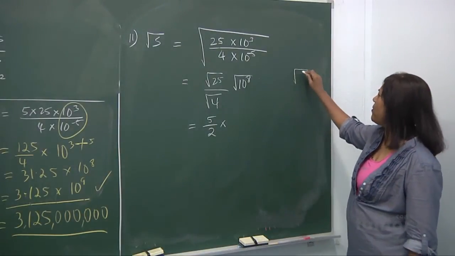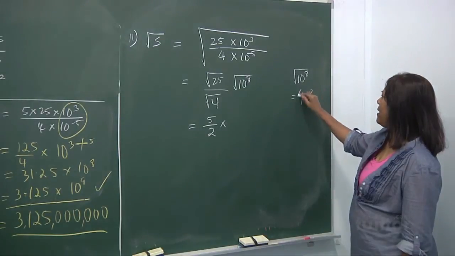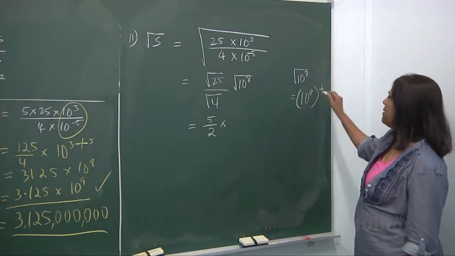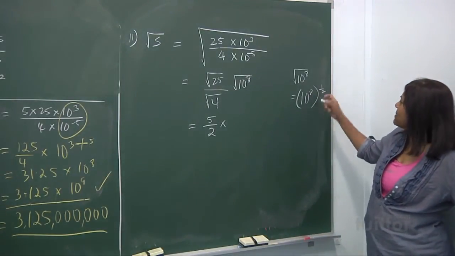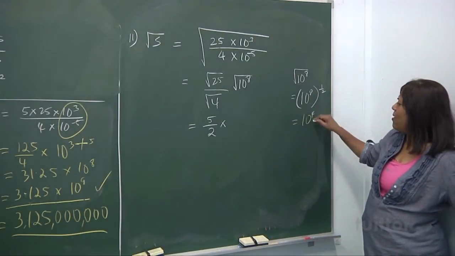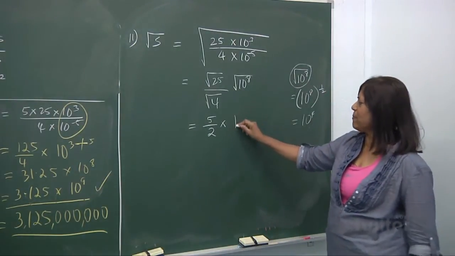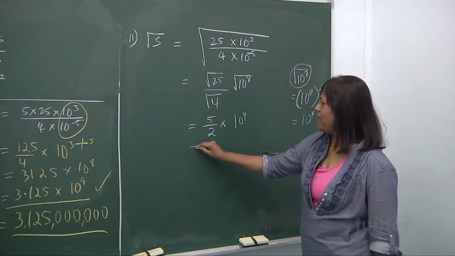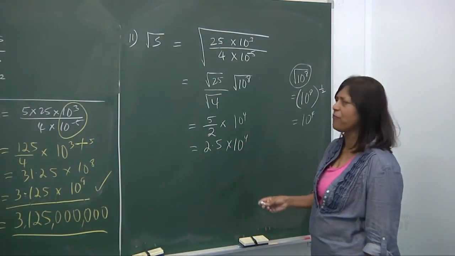When we say square root of 10 to the power of 8, it means 10 to the power of 8. Square root means what? You're multiplying the power by half. So 8 times half is 4. So the square root of this answer is 10 to the power of 4. And this gives us 2.5 times 10 to the power of 4.